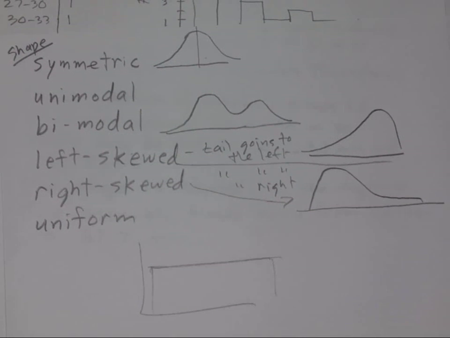The center is pretty straightforward. You're pretty much going to state its mean and median. And the spread is pretty straightforward. You're going to pretty much state its standard deviation, IQR, and range. Like I said, we're going to talk about all those numbers in the next section.